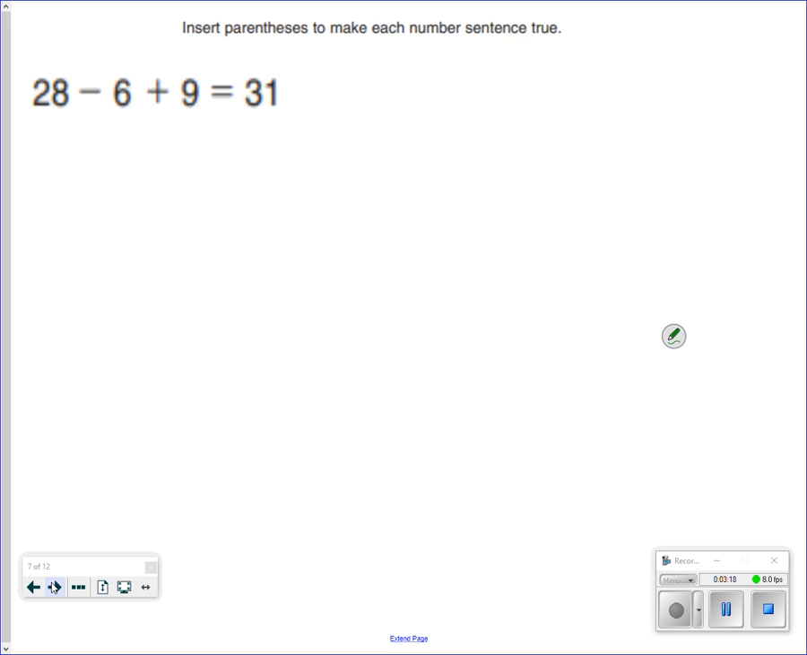Insert parentheses to make each number sentence true. So now I have to put parentheses because of Please Excuse My Dear Aunt Sally. The P in please is parentheses. So that's going to be the first thing I do. I'll have to try and get to 31. Well, what's 28 minus 6? That equals 22. Does 22 plus 9 equal 31? It does. That's pretty easy. I'm just going to put parentheses right there. 28 minus 6 plus 9 equals 31.